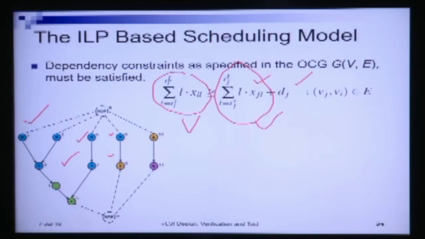When has this to happen? When there is a dependency constraint between operation J and operation I, shown through the edge Vj comma Vi. If there is an edge Vj comma Vi, then this one should be true.